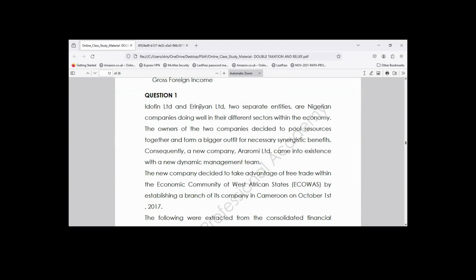Illustration one. Edofin and Erigin Limited, two separate entities and Nigerian companies, were doing well in different sectors within the economy. The owner of the two companies decided to put the resources together and form a bigger outfit for necessary synergistic benefits. Consequently, a new company called RLE came into existence with a dynamic management team. The new company decided to take advantage of free trade within ECOWAS by establishing a branch of its company in Cameroon.